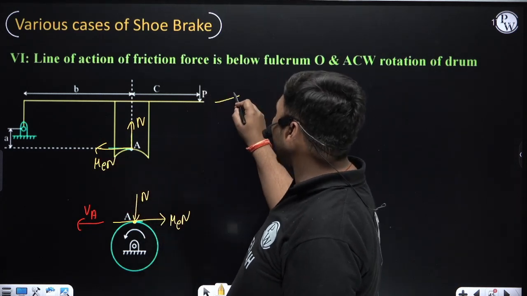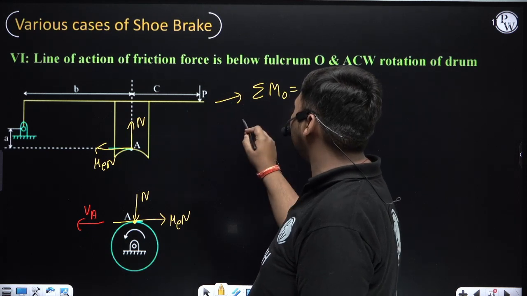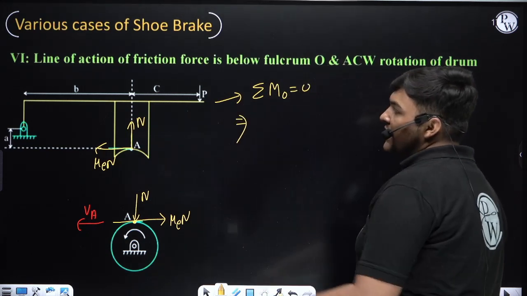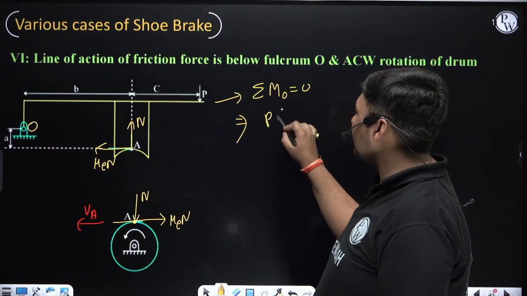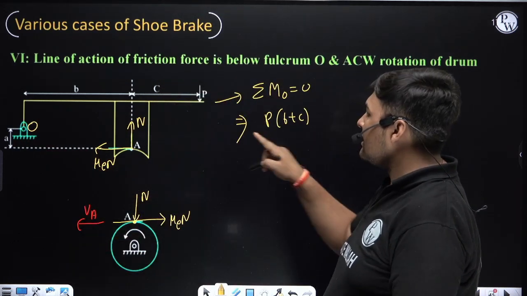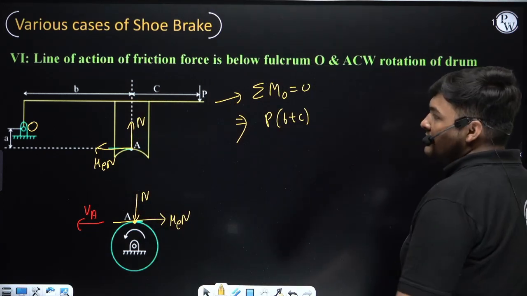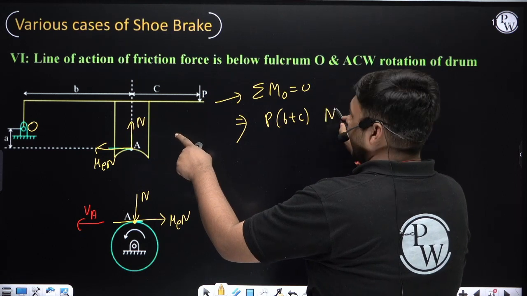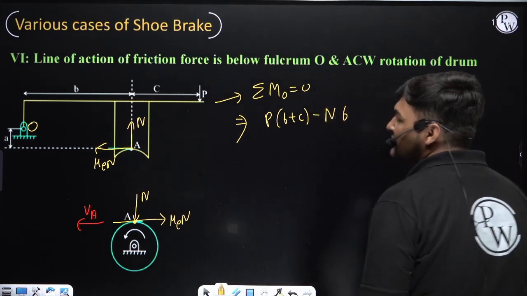After this, in the FBD of lever, we'll take net moment about fulcrum O equal to 0. First, moment of P about fulcrum O is P, its perpendicular distance from O is B plus C, direction is clockwise. I am taking clockwise direction as positive. Now moment due to N: it is N, its perpendicular distance from O is B, direction is anti-clockwise. I am taking anti-clockwise as negative.